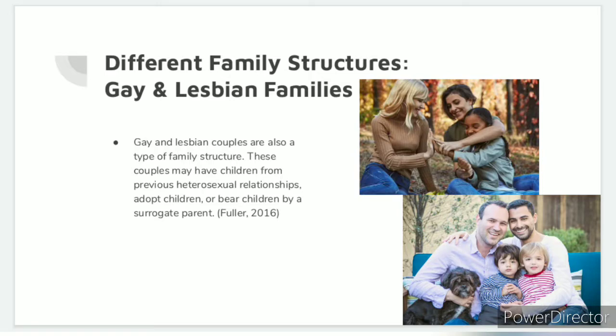The final family structure we'll be looking at today is gay and lesbian families. Gay and lesbian couples are also a type of family structure. These couples may have children from previous heterosexual relationships, adopt children, or bear children by a surrogate parent.